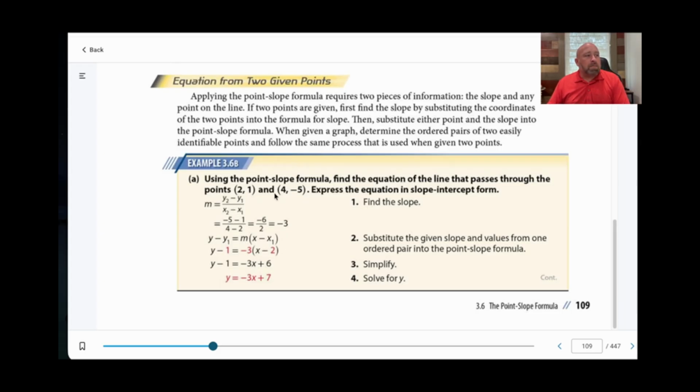Points (2, 1) and (4, -5). Find this equation in slope-intercept form. Now, you might think, isn't there a different way we could do this? Yes, there is. We've already learned it, but they want us to do it using the slope-intercept form. It says right there, express the equation in slope-intercept form.